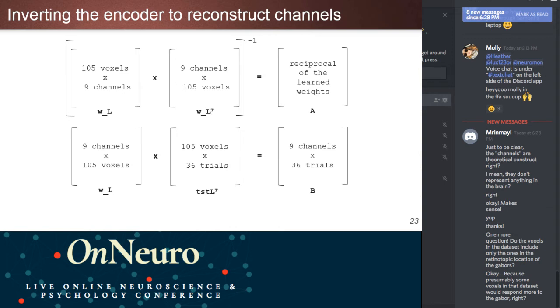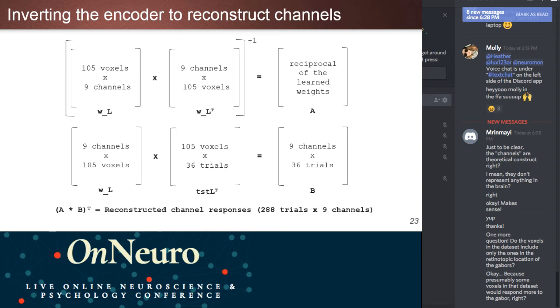And this is a 9 by 36 matrix, so 9 channels and 36 trials. And this represents the test data set, bold signal, that has now been weighted properly based on what we've derived from the original training encoder model. And then we multiply these two matrices together, and that yields the reconstructed channel responses. So for every trial, we get 9 channels. Or we have the 9 channel data for all of the 288 trials.